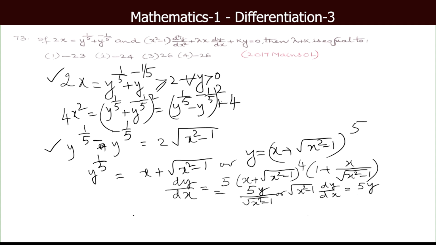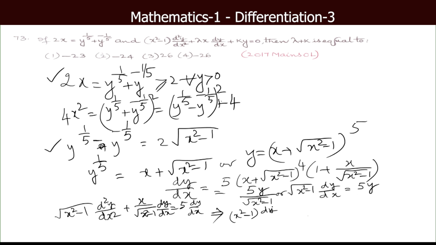Okay. So square root of x square minus 1 into d2y by dx2 plus x by root of x square minus 1 into dy by dx is equal to 5 dy by dx. But this implies, if you multiply through by root of x square minus 1, (x square minus 1) d2y by dx2 plus x dy by dx is equal to 5 times dy by dx into root of x square minus 1. But dy by dx into root of x square minus 1 is 5y, so 25y, or minus 25y equals 0.